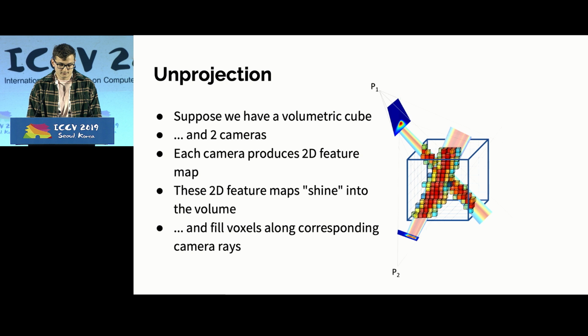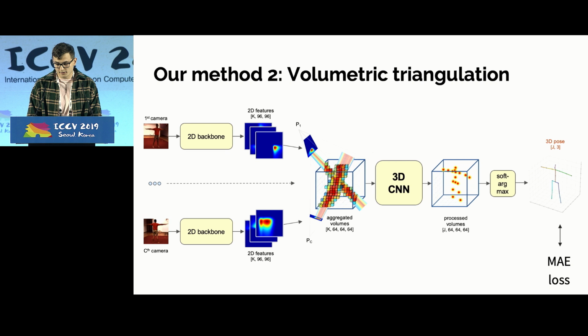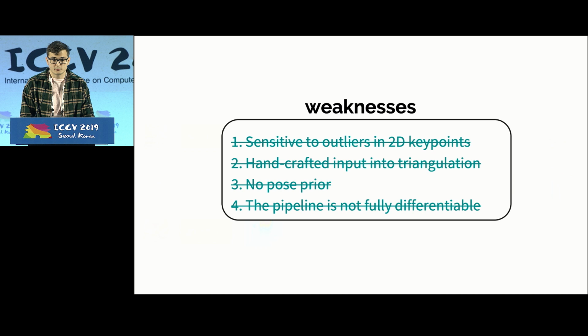In the volumetric triangulation model, intermediate 2D feature maps are densely unprojected to the volumetric cube and then processed with a 3D convolutional neural network. Unprojection allows dense aggregation from multiple views, and the 3D convolutional neural network is able to model implicit human pose prior, thus solving the two remaining weaknesses of the baseline approach.